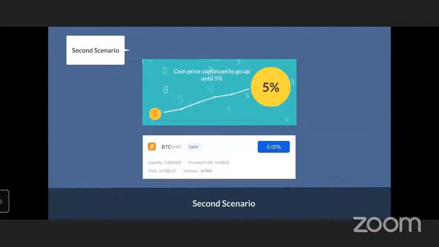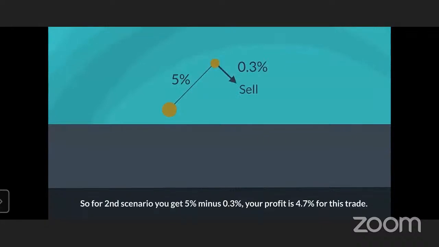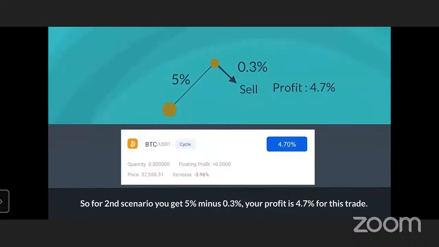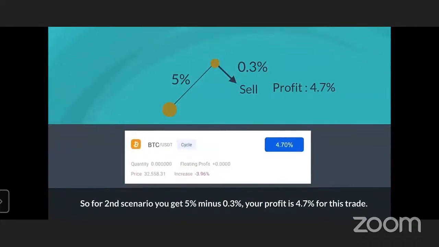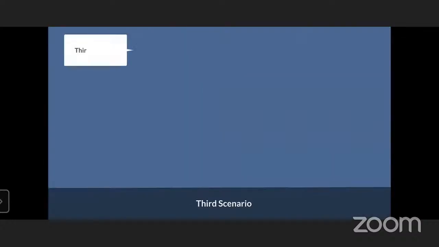Second scenario. After you buy, the coin price continues to go up until 5%. The bot will not sell until there is a reversal of 0.3%. So for the second scenario, you get 5% minus 0.3%. Your profit is 4.7% for this trade.